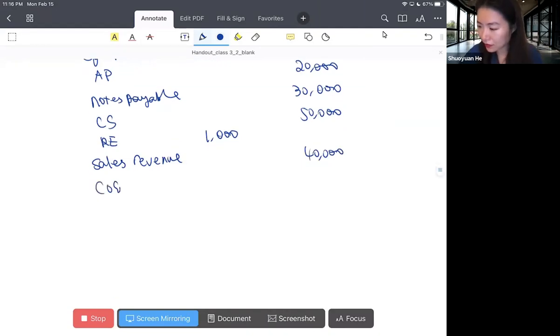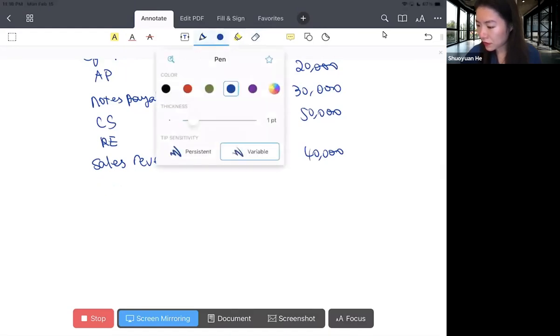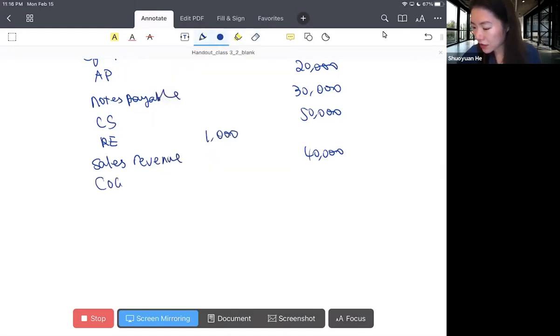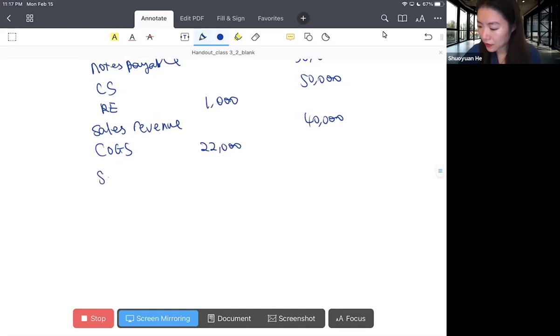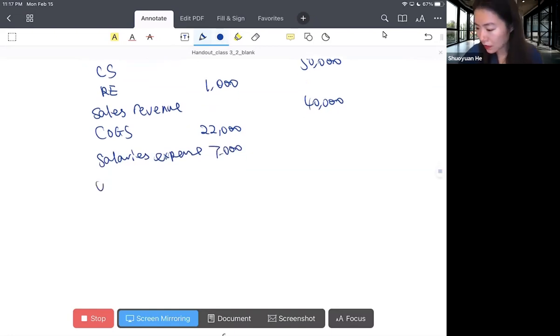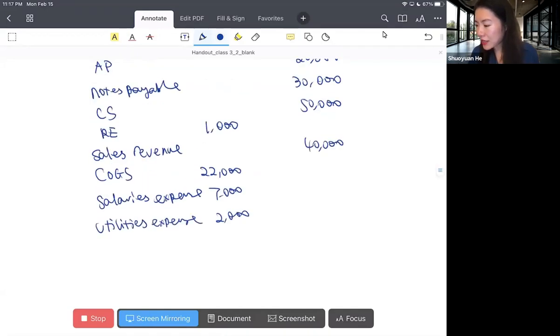Cost of goods sold 22,000. Salaries expense 7,000. Utilities expense 2,000. And so this is the trial balance.